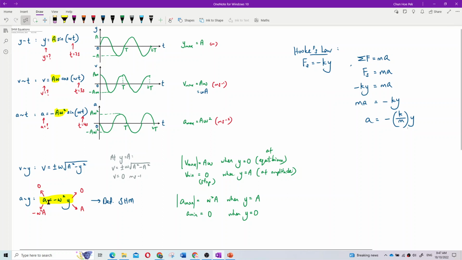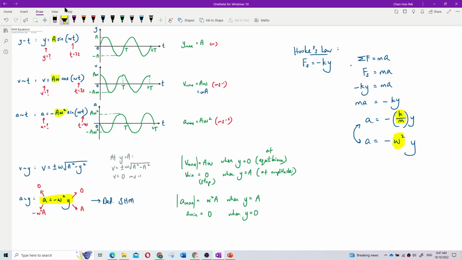So back to this one. a equal to negative k over m y. With this definition of simple harmonic motion, we can combine them with a equal to negative omega square y. Can you see the magic here? k over m is omega square. Compare them, so from here we get omega square equal to k over m. Agree or not, class? Agree. Very good.